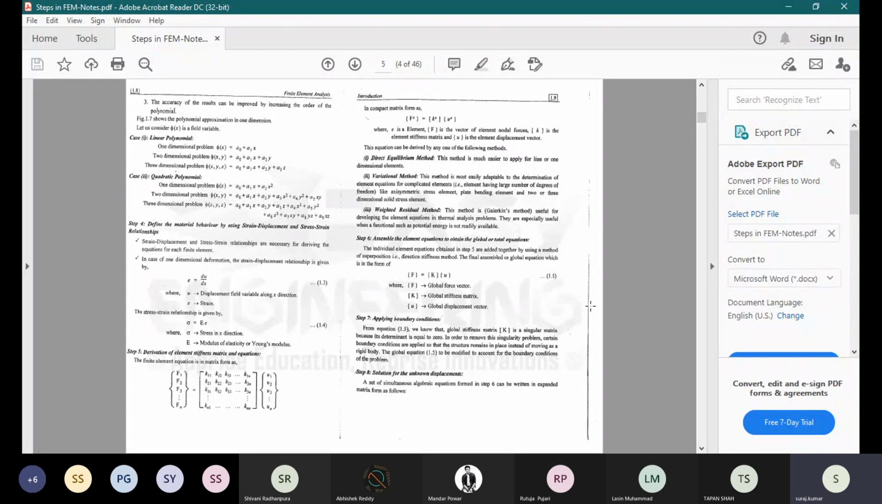So after generating the stiffness matrix for the element, then you have to combine it using the superposition principle. I hope you remember the superposition principle. We had solved some questions in case of the spring. In case of the spring problems, we had solved some.